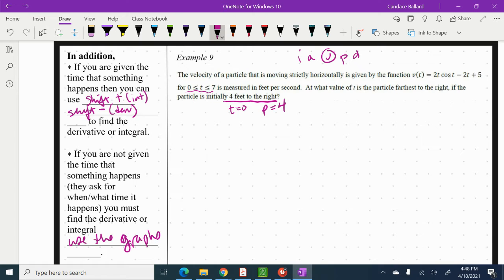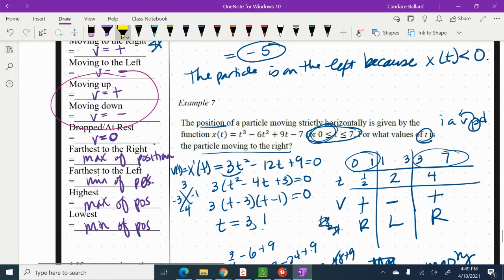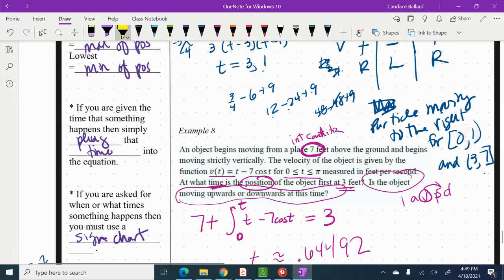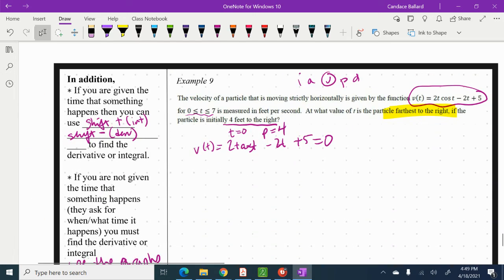The first thing I really need to do is figure out where our velocity is equal to 0 so I can figure out where our other critical points are. So I'm going to take my velocity of t, 2t cosine t minus 2t plus 5, and set it equal to 0. When I say furthest to the right, remember we could scroll up here. Furthest to the right means I need to find the maximum of the position. If we're talking about maximum of the position and I'm starting with velocity, I know I'm going to go to position, so that means I have to integrate somewhere.